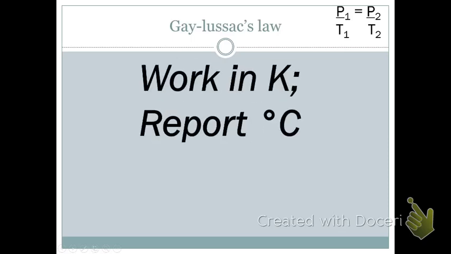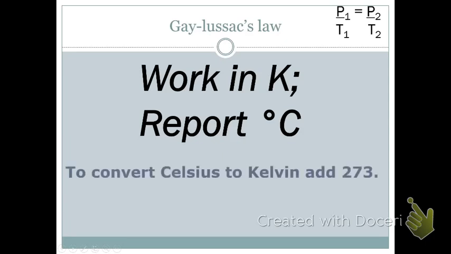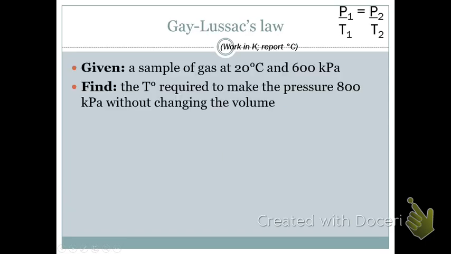We are going to be working in Kelvin, of course, and reporting in degrees Celsius. We have to work in Kelvin. Please remember that. So, given a sample of gas at 20 degrees Celsius and 600 kilopascals, find the temperature required to make the pressure 800 kilopascals without changing the volume.